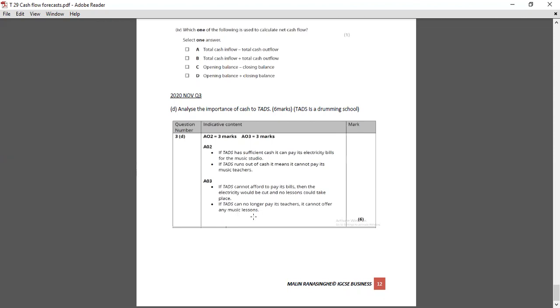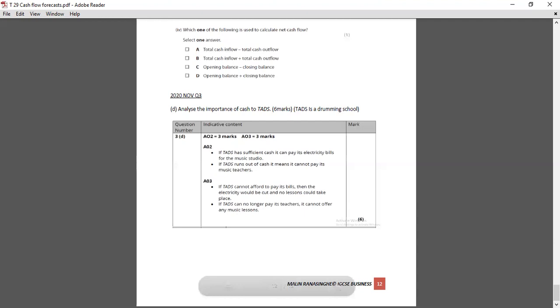So this is how it works. The main knowledge points here are electricity bill payment and salaries. Cash flow is important to pay the electricity and salaries. All of that comes under overheads. But look at the way they provide the answer: it's 100% based on the context. That's why in business, the contextualized answer is always the main thing, right?